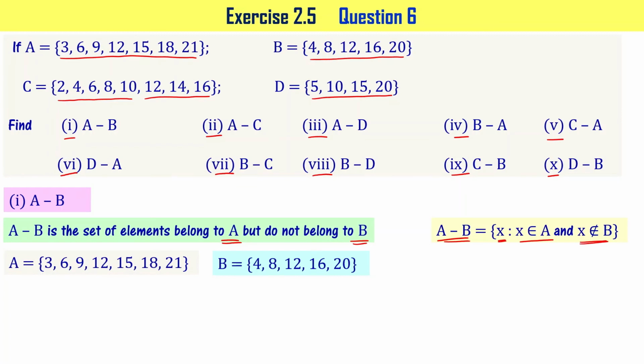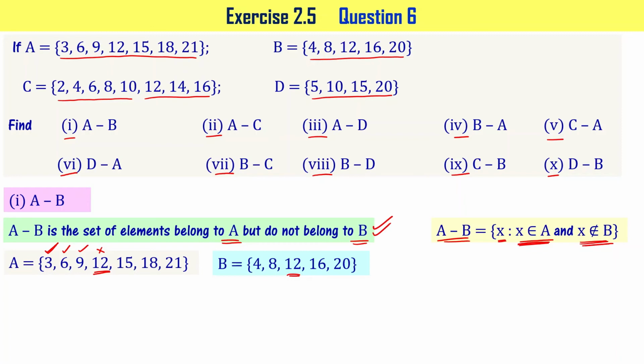Now A minus B, as per this particular definition, says that the element has to belong to A but not belong to B. Now let's see what that is. 3 belongs to A but not to B, right? That's why A minus B will have element 3. Now what about 6? 6 belongs to A but not to B. When it comes to 9, 9 is also part of A but not part of B. When it comes to 12, 12 is part of A and even part of B also. That's why 12 is not included in the set A minus B.